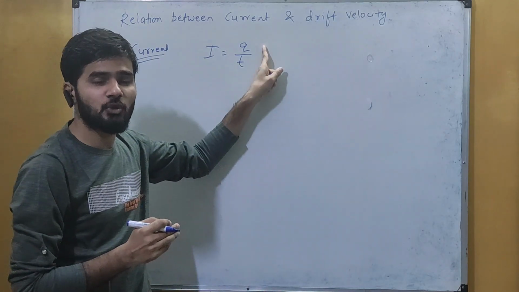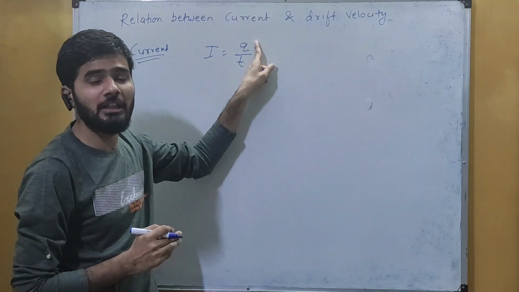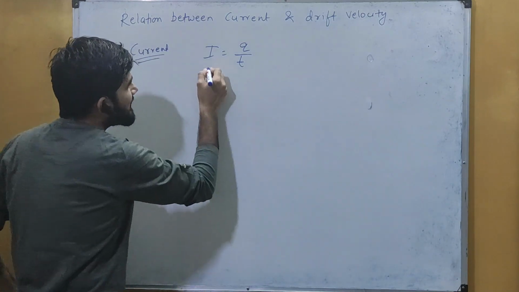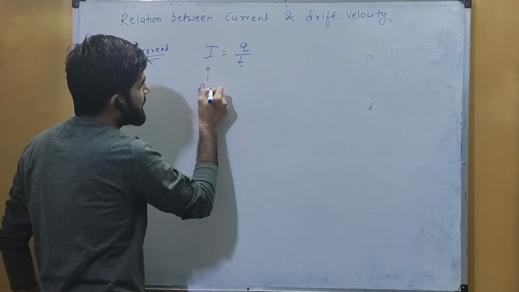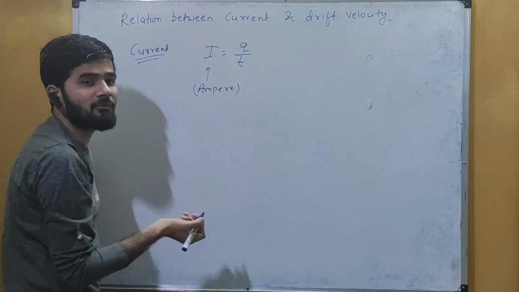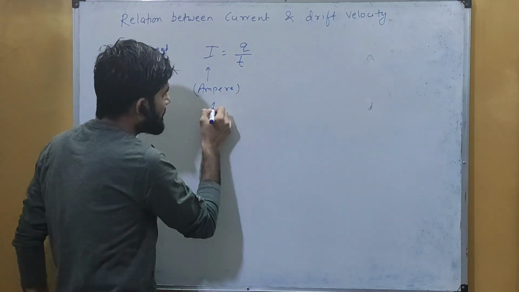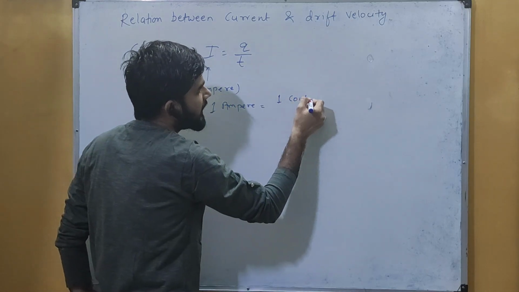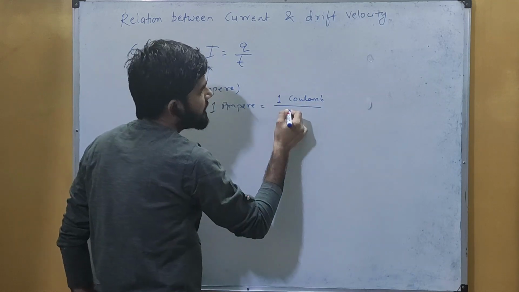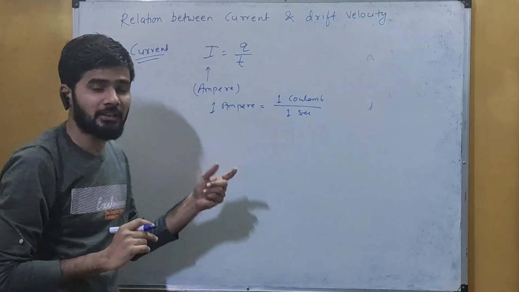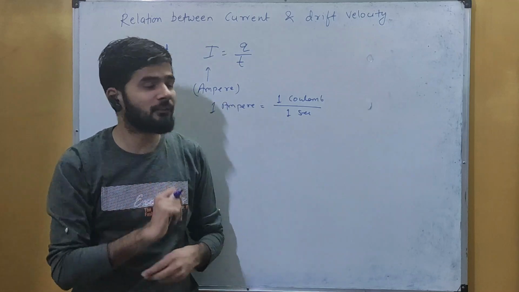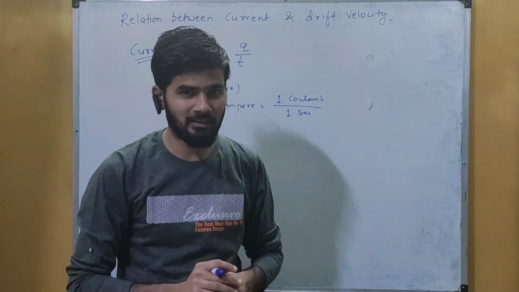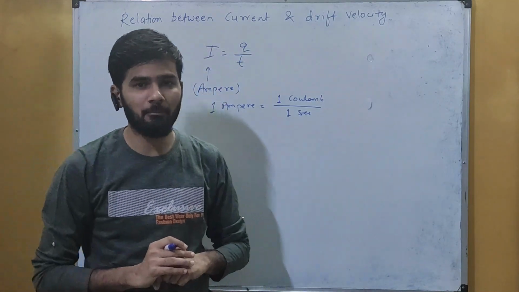Here we have charge Q and time T, how much charge is flowing through a conductor in time T, that forms electric current. What is the unit of this electric current? Its unit is ampere. Now, how can we define this ampere? 1 ampere can be defined from the formula. If I take the charge as 1 coulomb and the time as 1 second, then I can define 1 ampere. So the current is said to be 1 ampere if 1 coulomb of charge flows in 1 second through the conductor.